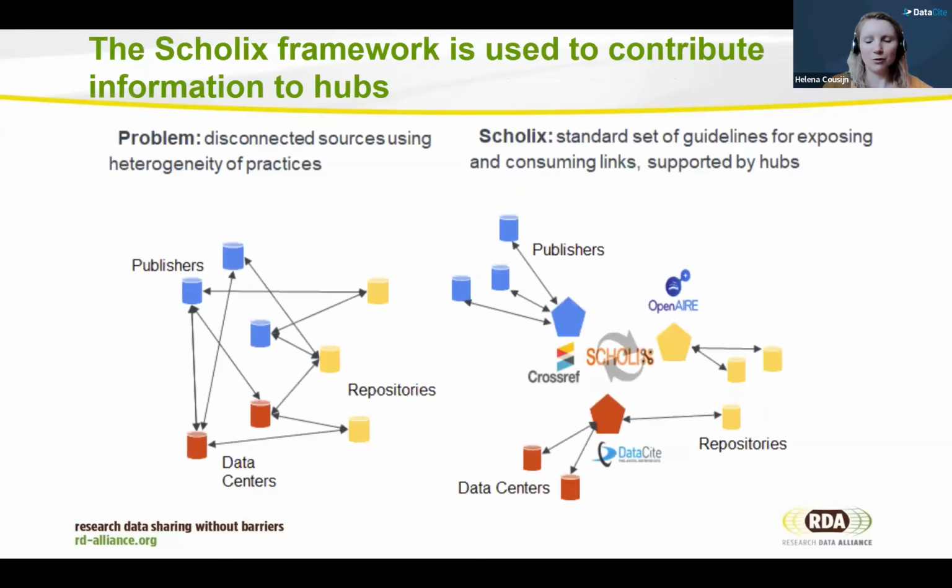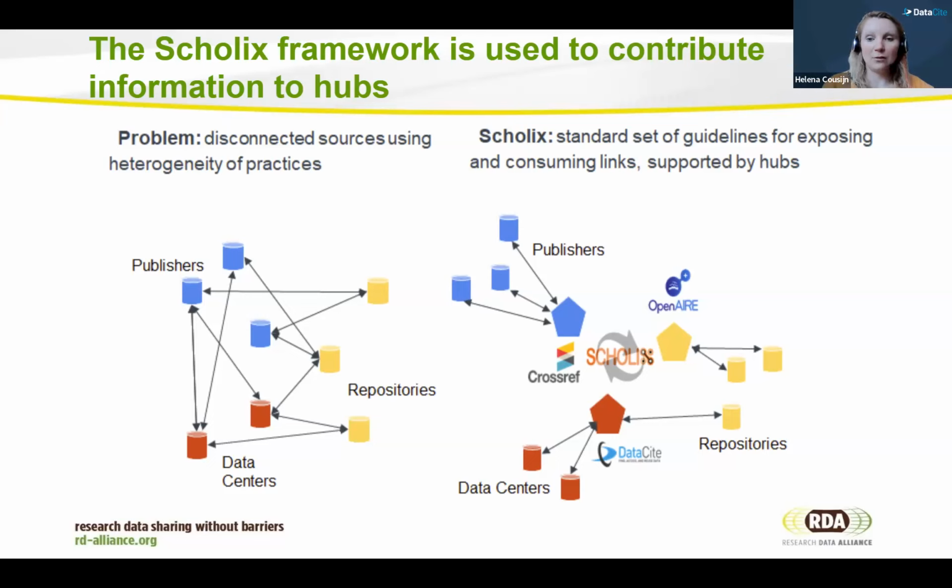And I think to visualize that a little bit, at the time, there were relationships between publishers and data centers and repositories that were exchanging information about the relationship between data and articles. So that was happening, but it was often just happening within bilateral agreements. So one publisher getting information from one repository, and it wasn't really done at larger scale and not always available to the wider community. And so therefore, the working group worked on a framework to develop a standard set of guidelines for exposing and consuming links.